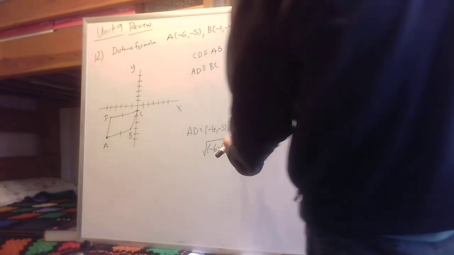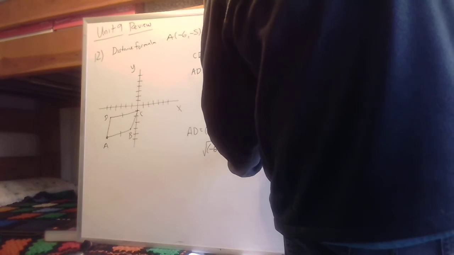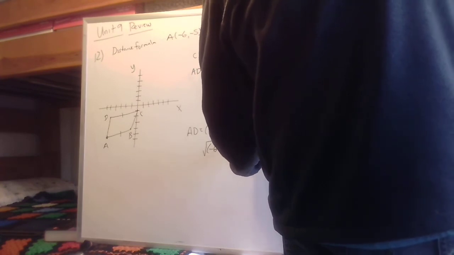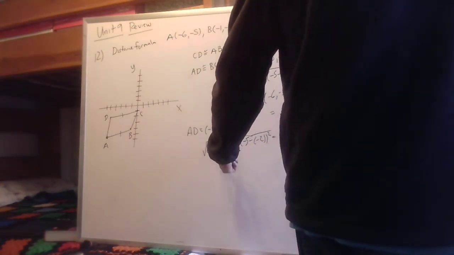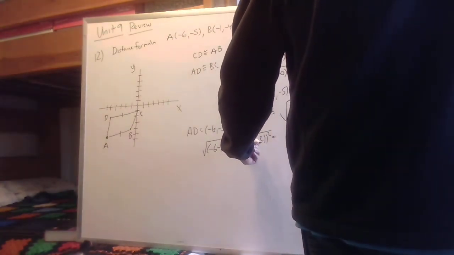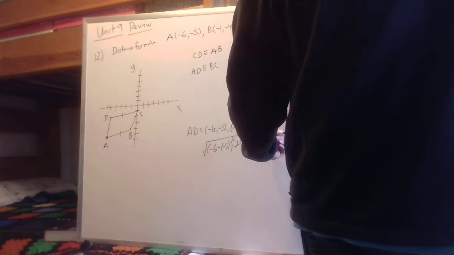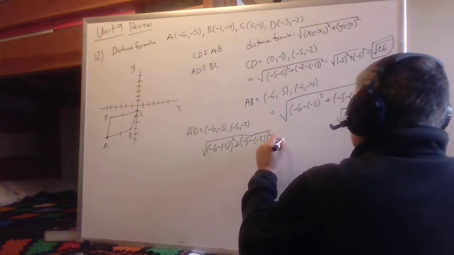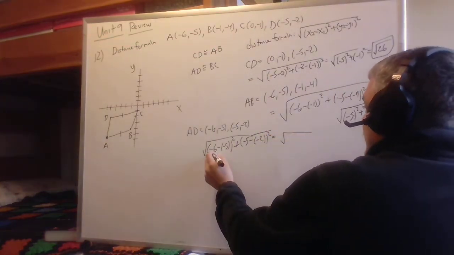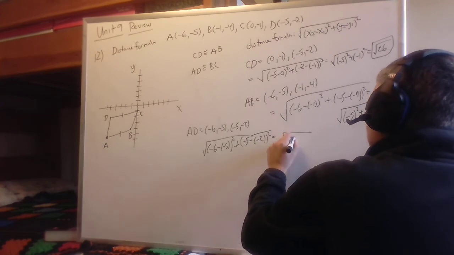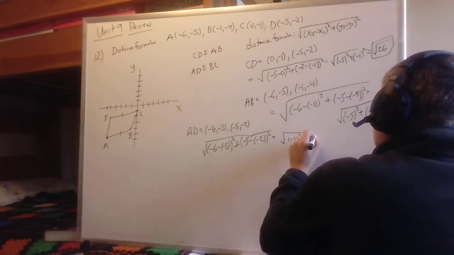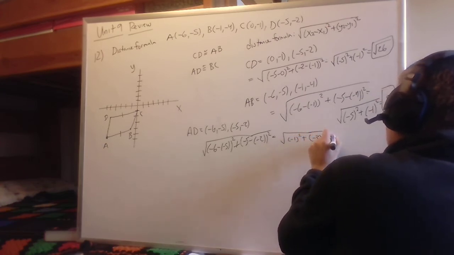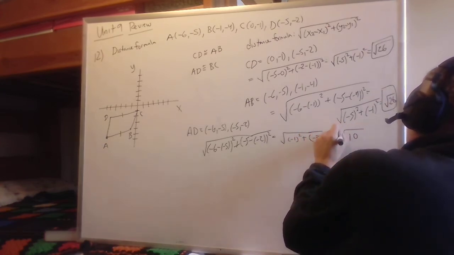And we're going to have negative 5 minus a negative 2, and then square that. So we're going to have negative 6 minus a negative 5 plus negative 5 minus negative 2. So that's going to be the square root of negative 6 plus 5. That's going to be negative 1 squared plus negative 5 plus 2. That's negative 3 squared. And that's going to give us the square root of 10.